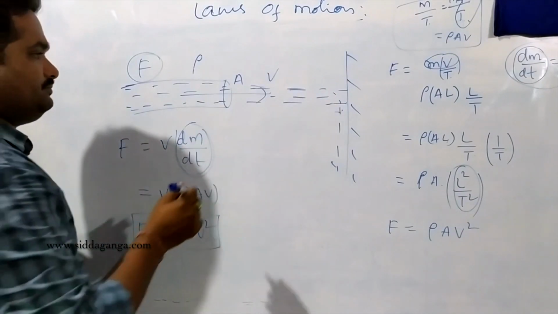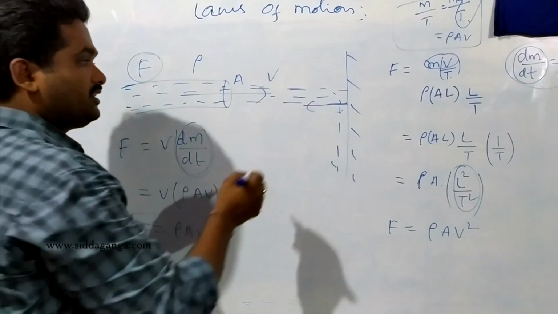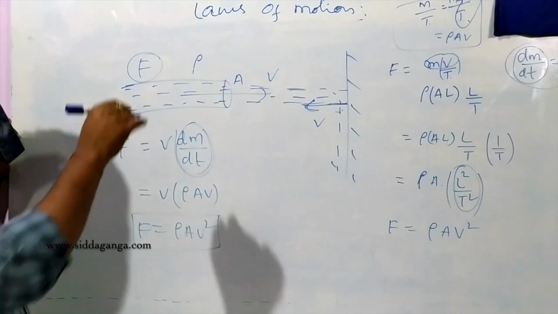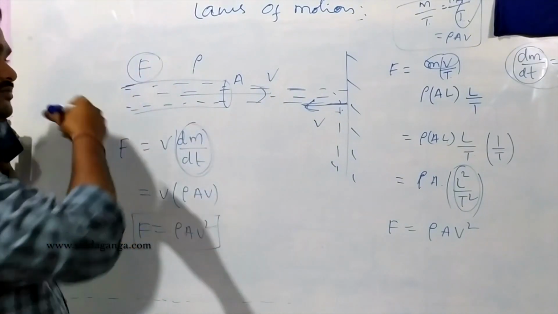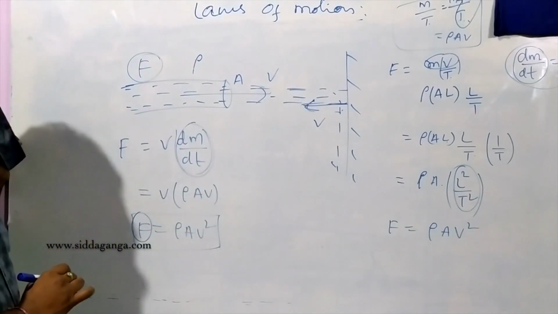Instead of that, if this water is going to rebound back with the same velocity, in this condition, what will be the value of force you need to apply? See, with more force water is coming out, so you need to apply more amount of force here now.